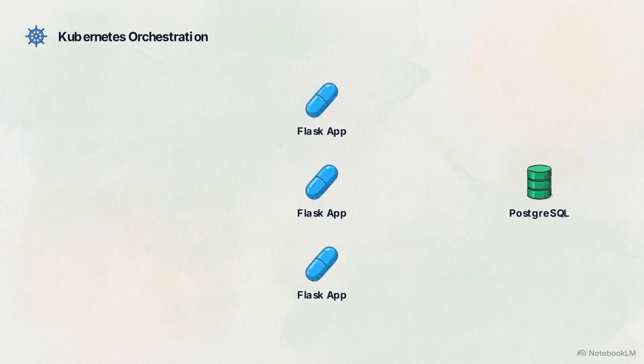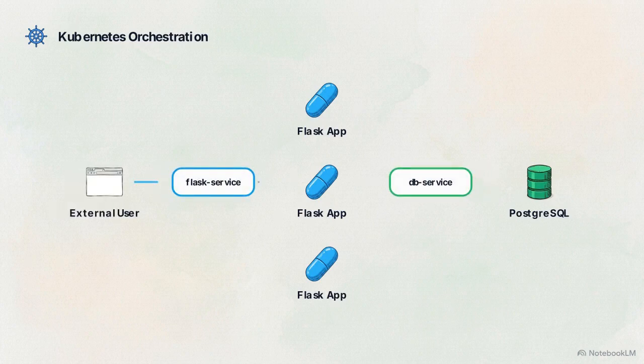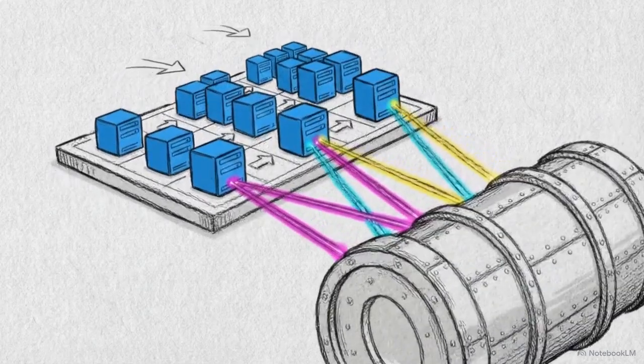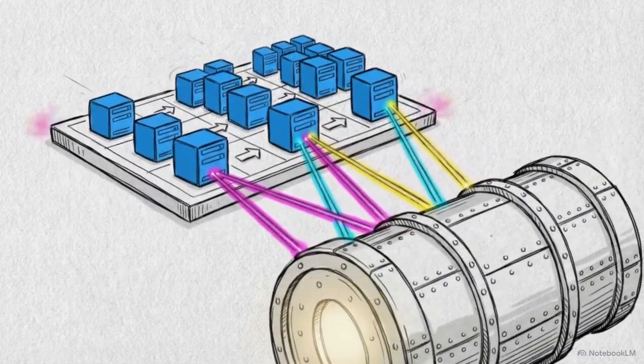To bridge them, we use Kubernetes services. These stable internal addresses ensure the app consistently finds the database, even if the database pod restarts. This 2-tier architecture allows you to update or scale the application logic independently of the data storage layer.